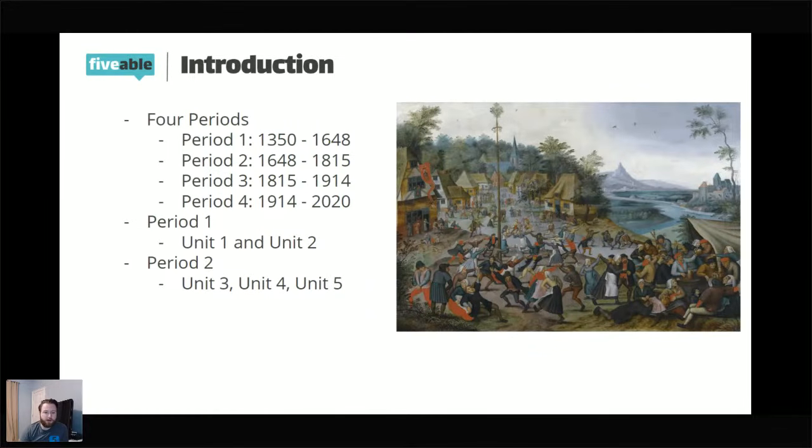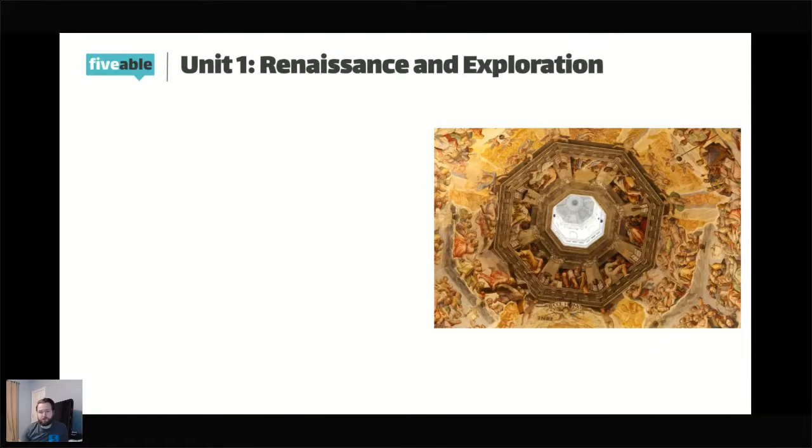So period 1 is Unit 1 and Unit 2. Period 2 is Unit 3, Unit 4, and Unit 5. Unit 3 kind of crosses over between the two of them. But that's generally how we set it up. Period 1 is Unit 1 and Unit 2. Period 2 is Unit 3, 4, and 5. Okay. So with that being said, let's go ahead and jump right in to the first unit here.